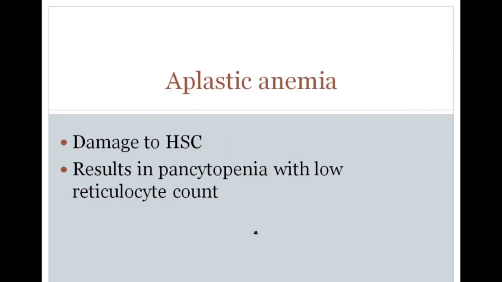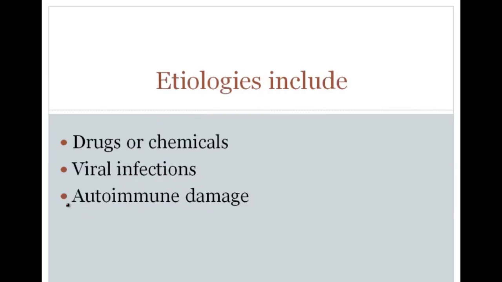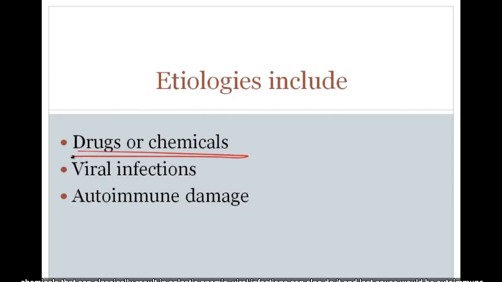Aplastic anemia is when you have damage to the hematopoietic stem cell. This results in a pancytopenia, i.e. low white count, low red blood cells, and low platelets with a low reticulocyte count because you're not making red blood cells. Etiologies include drugs and chemicals. There are some drugs and chemicals that can classically result in aplastic anemia. Viral infections can also do it. And the last cause would be autoimmune damage.